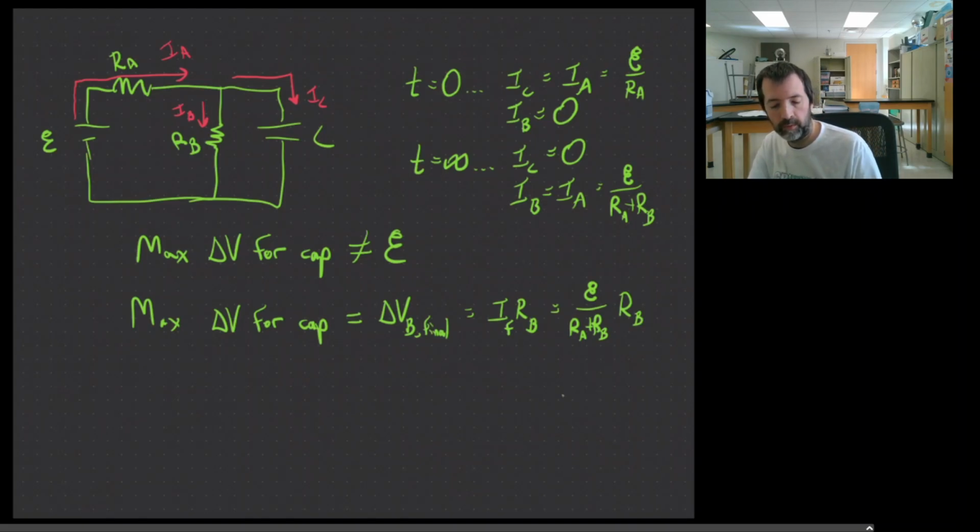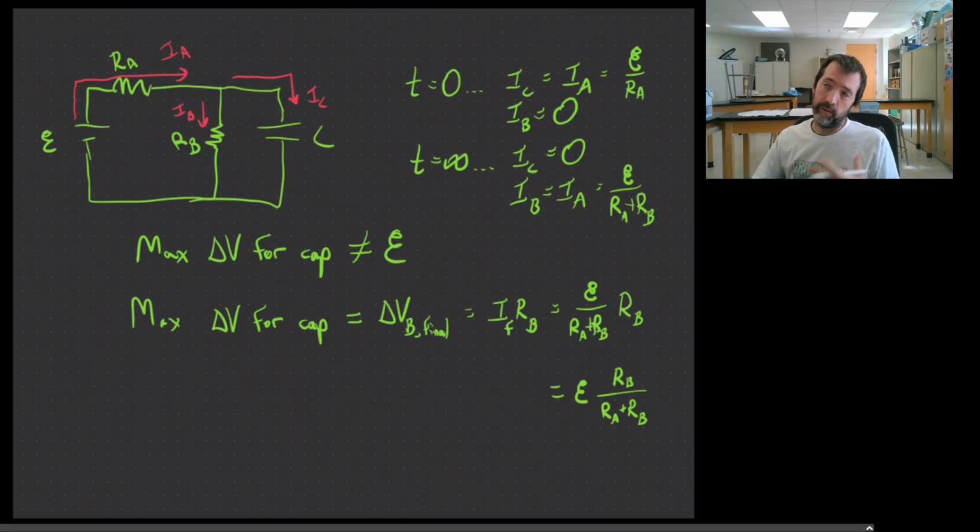Or another way to think about that, we're just rearranging things slightly, you can think of RB over total R. That's sort of like what fraction of the total resistance RB makes up. So suppose RB is a third of the total resistance. That means that the delta V here is 1/3 of E, for example.